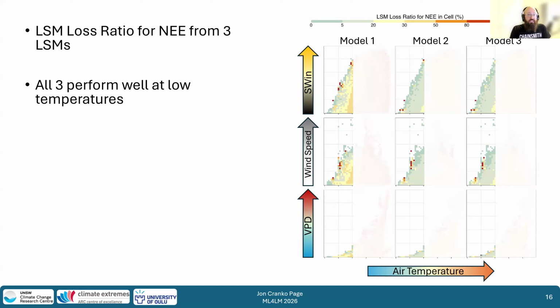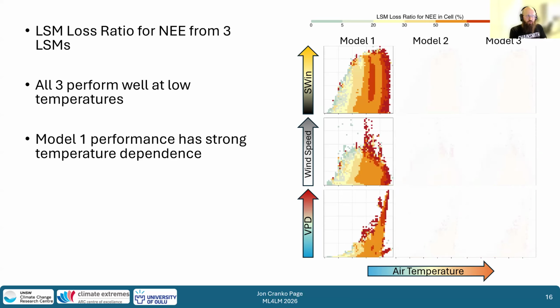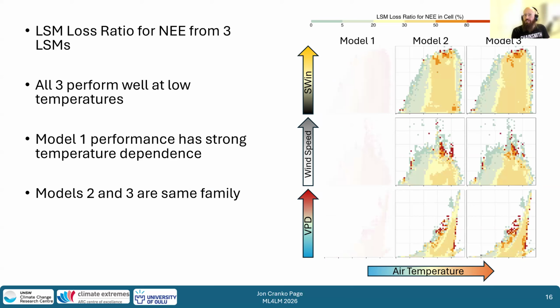So first of all, what we can see here is at low temperatures, we've mostly got some greenish blues. So these 3 land models are actually performing quite well here. We can see that model 1 seems to have this really strong temperature dependence for its NEE performance. So as temperature gets warmer, the model does worse compared to our empirical models. And then also what's reassuring, I guess, is model 2 and 3, they're actually from the same model family. So they're both Orchidee models. And you can kind of tell this by looking at the fingerprints because they behave very similarly.